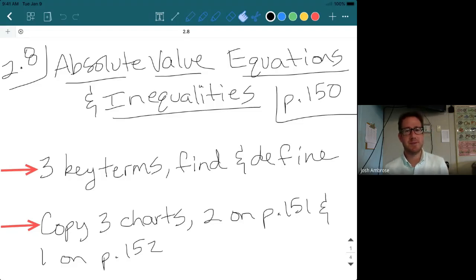All right, Algebra 2, here we go, guys. So welcome back. We're in Section 8 today. Chapter 2, Section 8, 2.8. Everybody have your textbooks open to page 150.